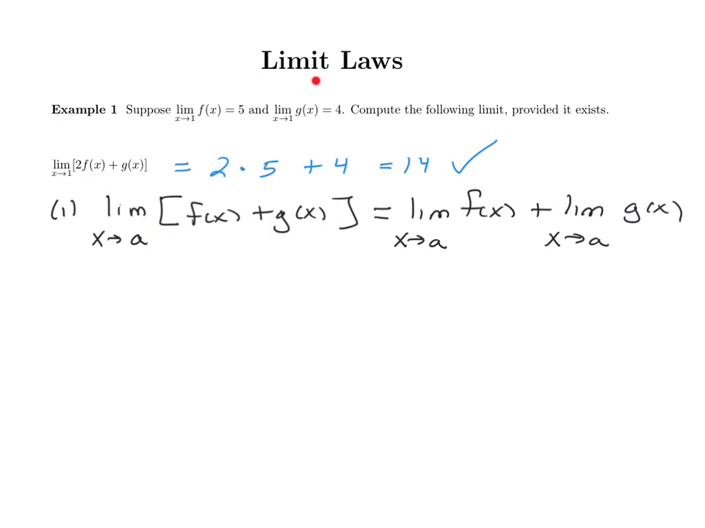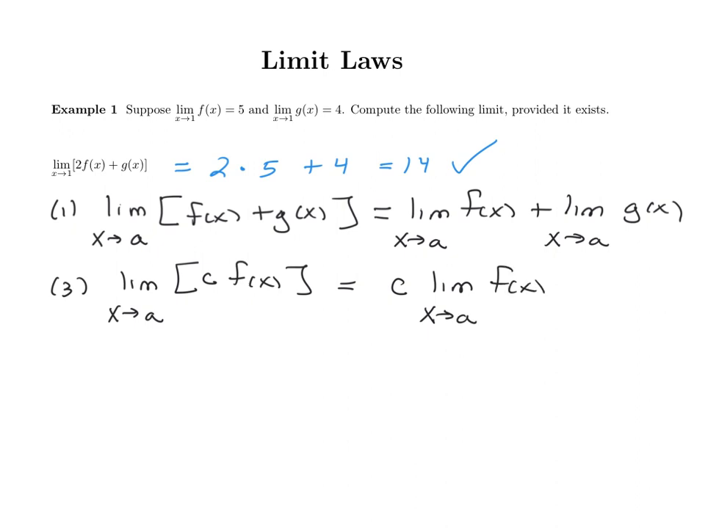There are, like I said, 11 limit laws in total, which I'll state on the next slide. The third one on that list, which I'll write down here, says, if you look at the limit as x approaches a of some constant c times f of x, if this limit of f exists, we can write this as c times the limit as x approaches a of f of x. Essentially, you can factor this constant c outside of the limit. How do these two laws help us prove that this limit here is equal to 14?